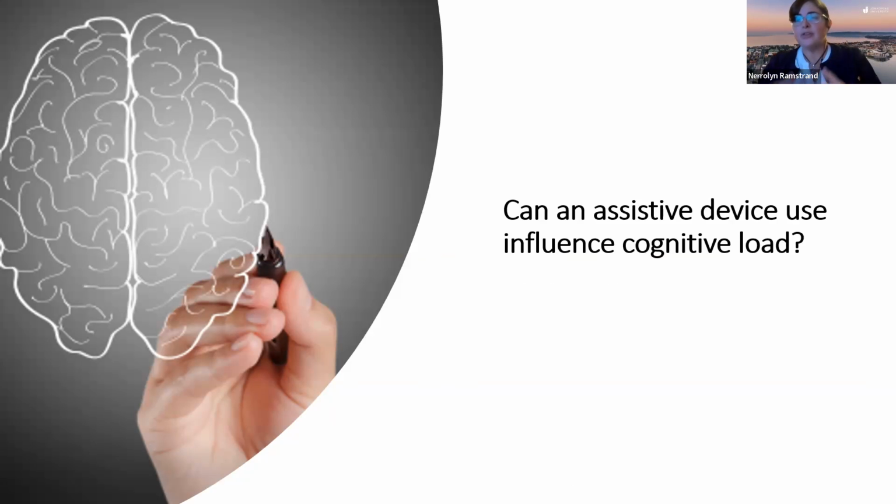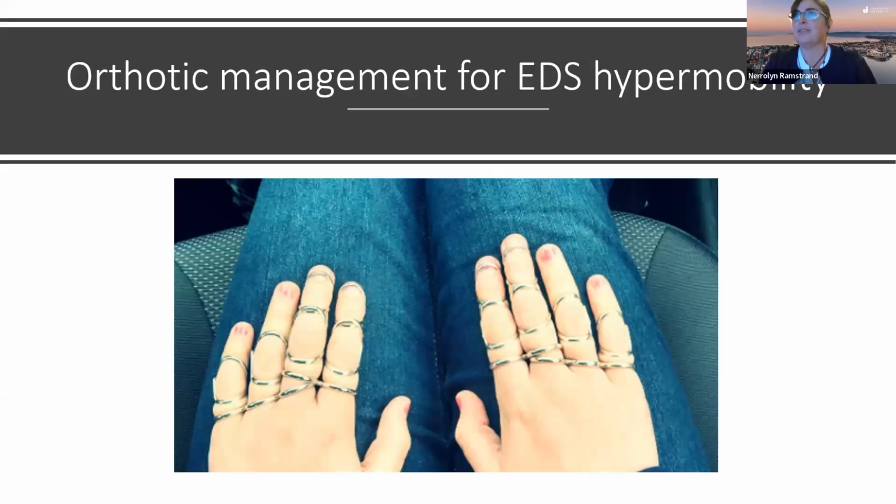So we can then ask the question, we've established that there is a difference in cognitive demand between walking in able-bodied individuals and people who use a prosthesis. The question then becomes for us, can we use an assistive device to influence cognitive load in any way? So I've taken one other orthotics example here because I think it's fun to switch between the two.